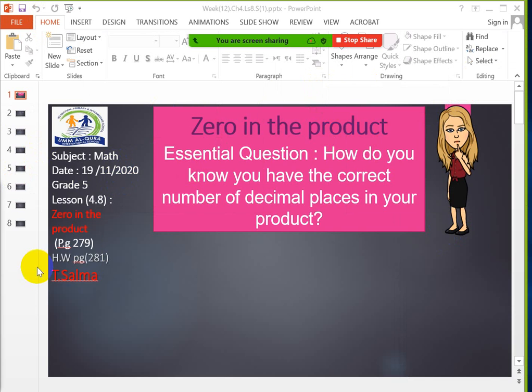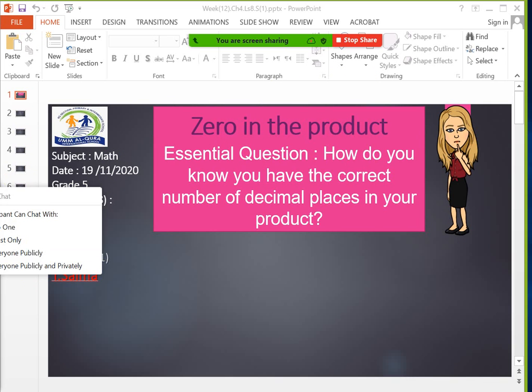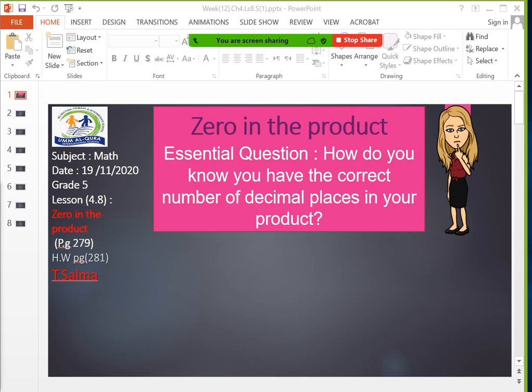Girls, today we will start a new lesson. Today will be the last lesson about multiplying decimals. So, today we will talk about zero in the product. Please bring your books. Open your books on page 279 to start our lesson.